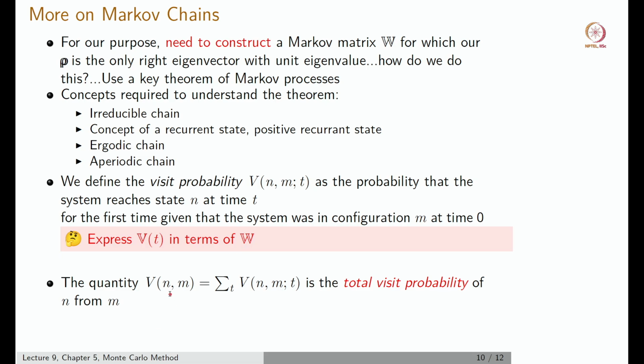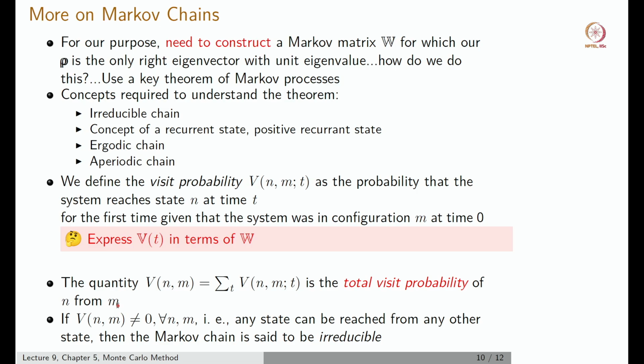And the quantity V_nm is the sum over all times, going all the way to infinity, of V_nm(t). So what will this quantity V_nm tell you? It tells you the probability of going from m to n at some time. So this is the total visit probability of n from m.